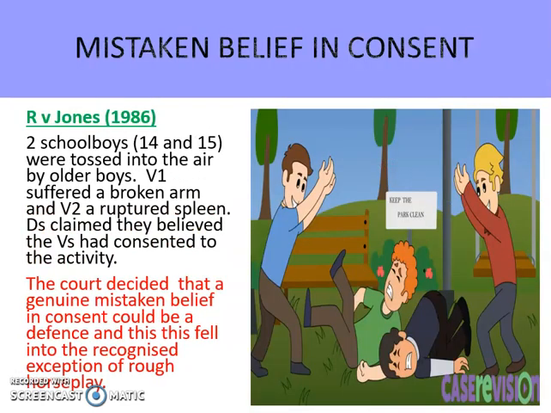Another cause for concern with the defence of consent is something called mistaken belief in consent. And in the case of Jones, the court decided that a genuine mistaken belief in consent could be a defence with rough and undisciplined horseplay. So if boys mistakenly believed the victims were consenting, they could have the defence even though they were not consenting, which is rather worrying.